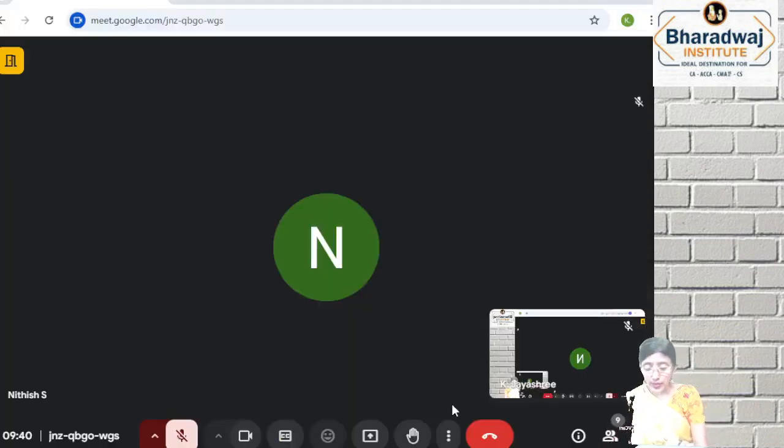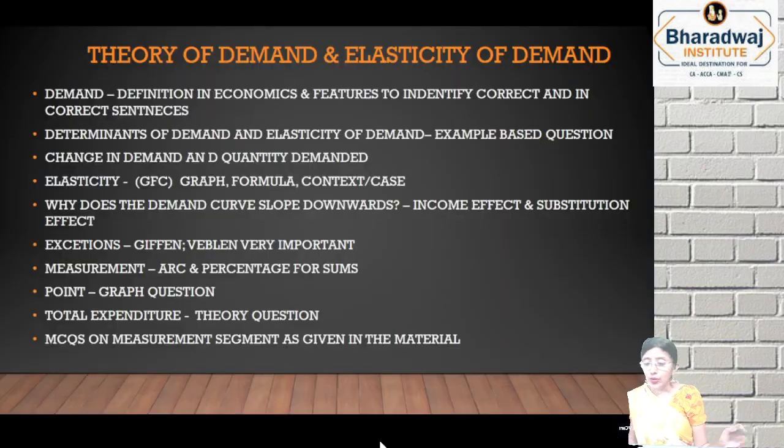Anyways, it is up to you. Enough is enough. This Nitish and all is fine here, much better. Okay. So do you understand, my dear students, the purpose of this?